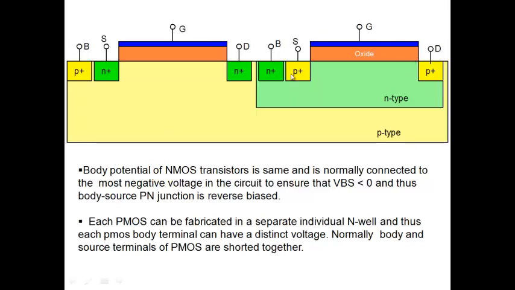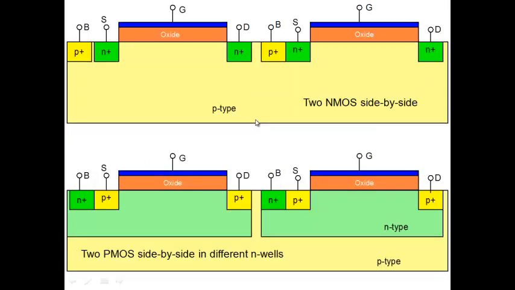I can make a P-type transistor inside an N-well, and I can create another N-well here and make a separate P-type transistor. Then the body is separate for the P-type transistors. That is very important. We'll see later on the consequence of that. I have the figure here, so you can see. Two NMOSs side by side. Two PMOSes side by side.